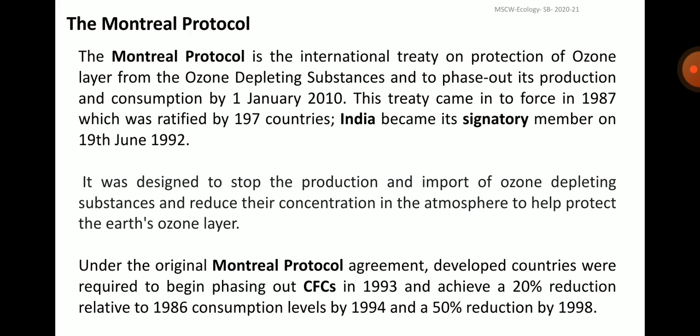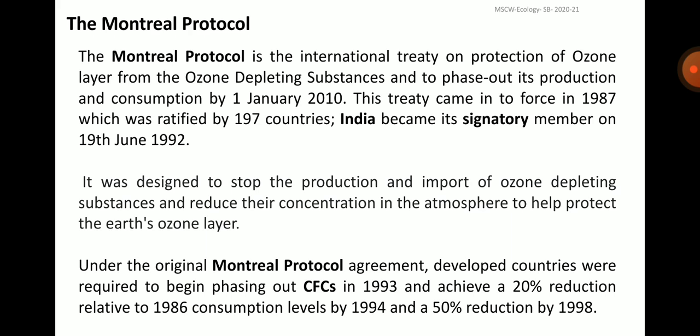Another important aspect related to the ozone layer, that is its protection, is the Montreal Protocol. Actually, the Montreal Protocol is the international treaty on protection of the ozone layer from ozone depleting substances, and to phase out its production and consumption by 1st of Jan 2010. This treaty came into force in 1987, and was ratified by 197 countries. India became its signatory member on 19th June 1992.